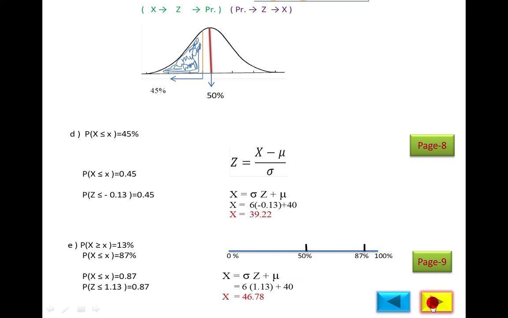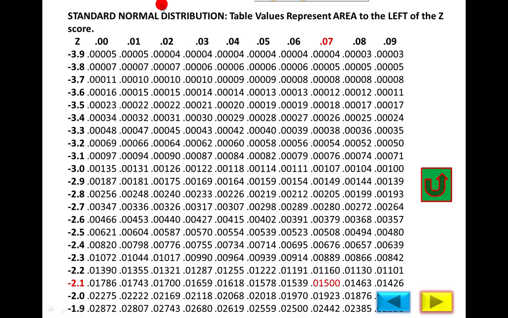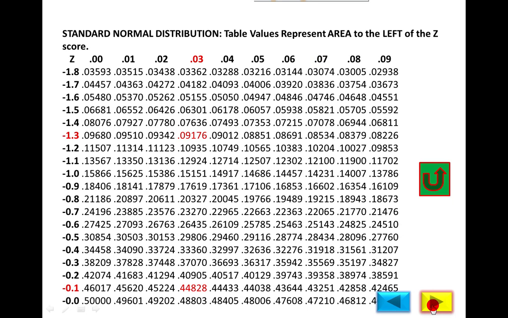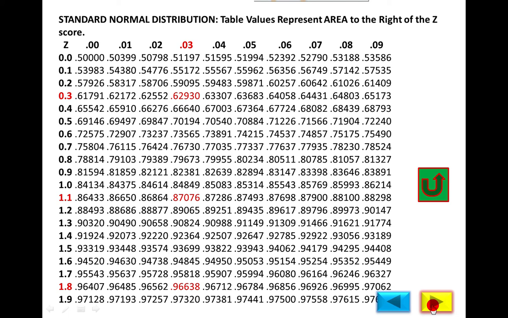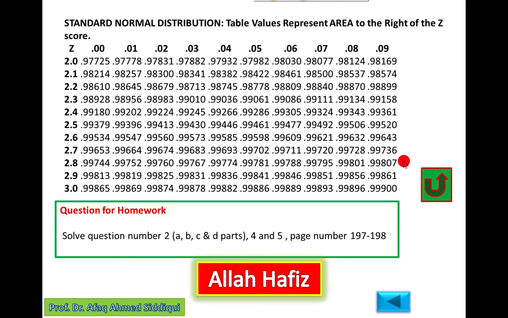Now the next slide represents the tables. This table is given in your book, page number 480, for normal distribution. This is the first page given in your book. This is the second page, third page, and this is the fourth page. But in your book, all 4 pages are given in one page in small font size.